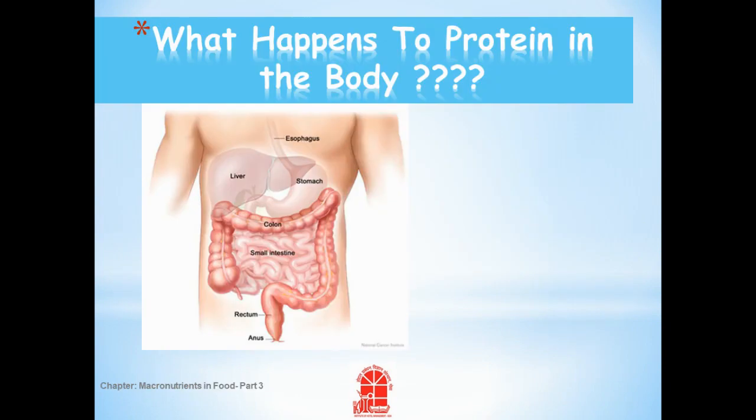Now let us see what happens to the protein in the body. The first step in digestion involves chewing. So the teeth begin the mechanical breakdown of the large pieces into smaller pieces that can be swallowed. The salivary glands provide some saliva to aid swallowing and the passage of the partially mashed food through the esophagus.